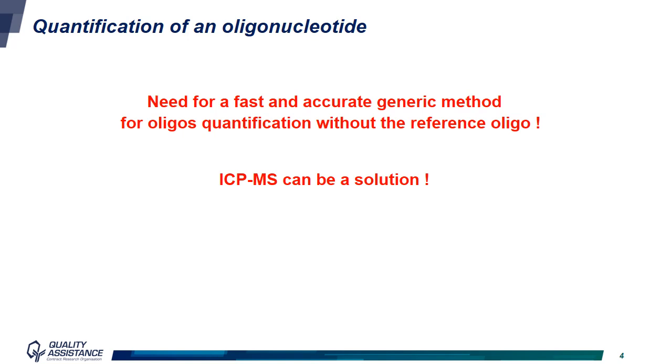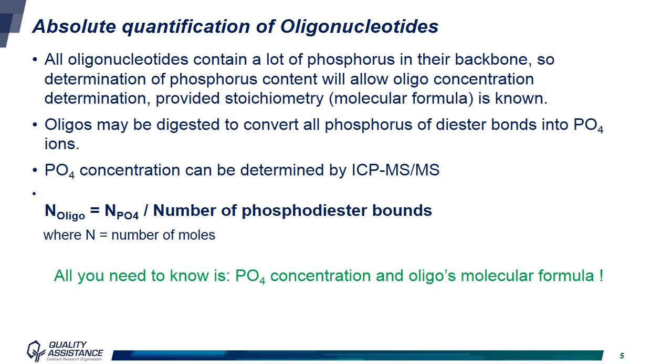So, for the quantification of an oligo, there is an urgent need for a fast and accurate generic method that will not require the reference oligo. And we will show in this webcast that ICP-MS can be a solution. Needless to say that all oligonucleotides contain a lot of phosphorus in their backbone. So, the determination of phosphorus content will allow oligo concentration determination, provided the stoichiometry, in other words, the molecular formula, is known.